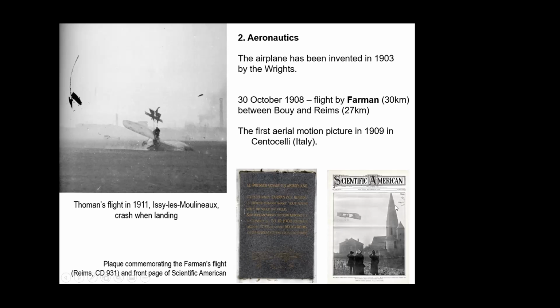And this is the front page of the Scientific American, illustrating the flight by Farman. It was not very high. It is only 20 or 25 meters above the surface, but the landscape here is very, very flat.